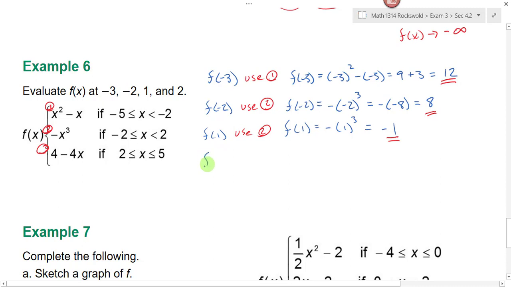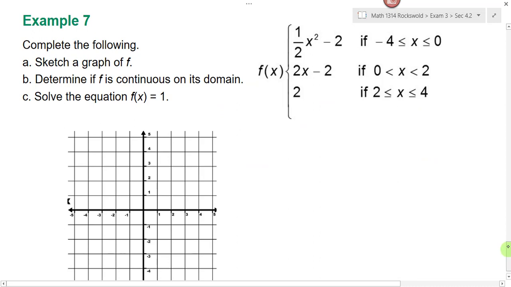And then finally, I'm asked to find f of 2. Which equation do I use if I want to find f of 2? Number 3, not number 2, because x is not equal to 2 here, x is equal to 2 here. So I'm going to use equation 3, and that's going to give me f of 2 equals 4 minus 4 times 2, and that's going to be 4 minus 8, and that is -4.